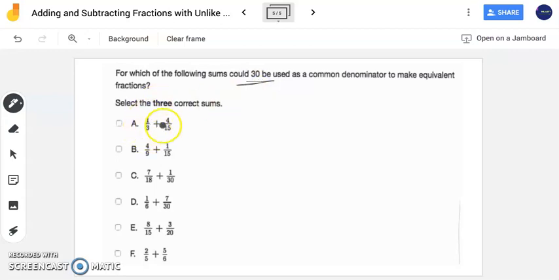So if I have 1/3 and 4/15, I'm going to start by listing out my multiples. I have 3 and I have 15. So 15, 30, 45, and I'm going to stop there. Here I have 3, 6, 9, 12, 15, 18, 21, 24, 27, and 30, which is excellent.